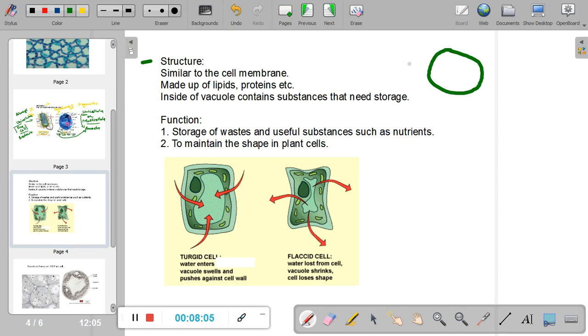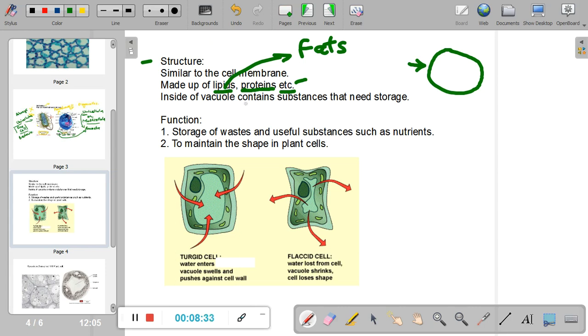Now, this membrane of the vacuole is made up of lipids, which are nothing but fats like your oil and butter, etc., and it is also made up of proteins, and other substances are also a part of the membrane of the vacuole, right? Now, what are these other substances? They can be carbohydrates, etc., but you will study them in your higher classes.